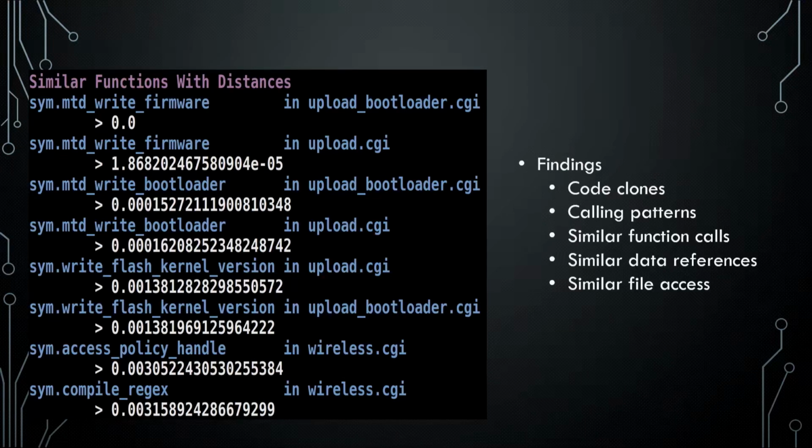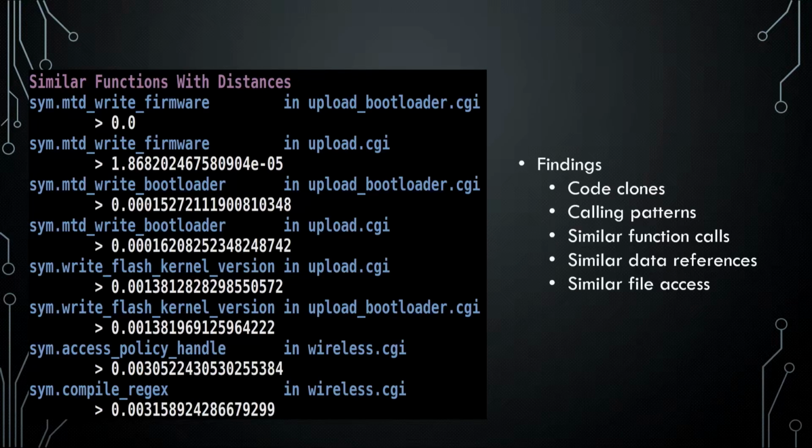But right below that, I have a really, really small number again. And what this showed me is that there were code clones in this firmware I was looking at. Someone went in, copied, and pasted code from one binary into another. And because I did this clustering, I was able to identify it automatically. And then just below that again, I had another function that was really similar to that very first one.